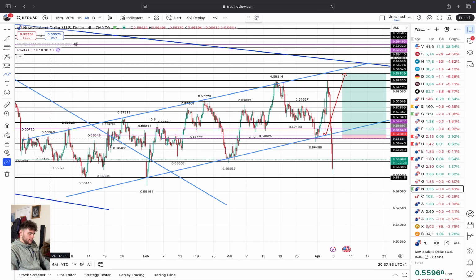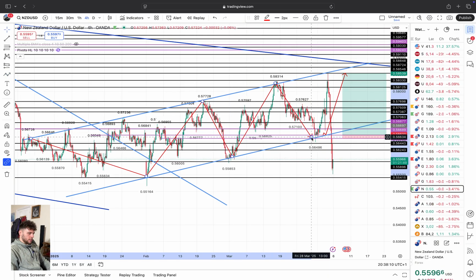As you can see, we came down to this level. What did we do when we reacted to this level? We came to the upside. And what have we done when we've hit this roof area? We've come back down. And now we're reacting at this area. Can you guys see the pattern here of what's going on? We are basically just bouncing around this channel.